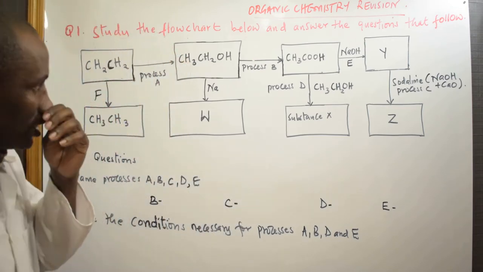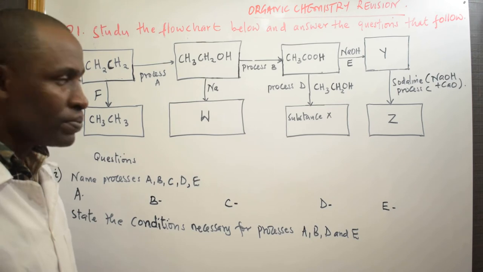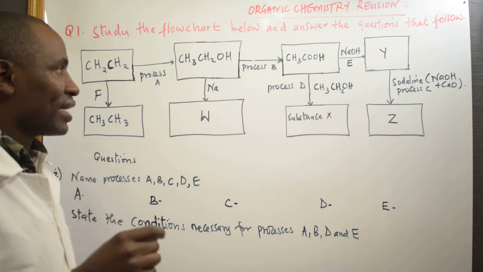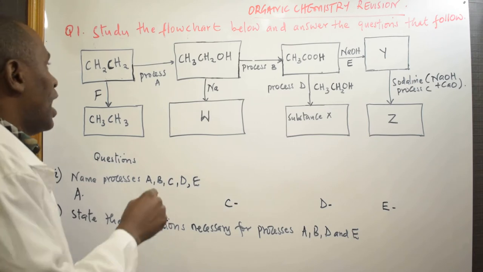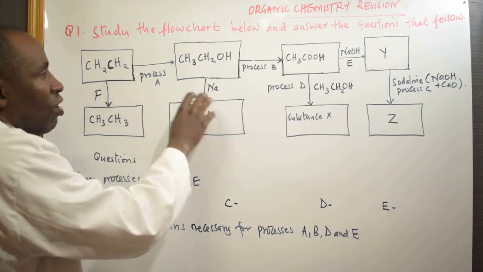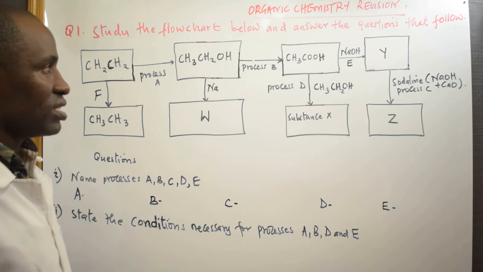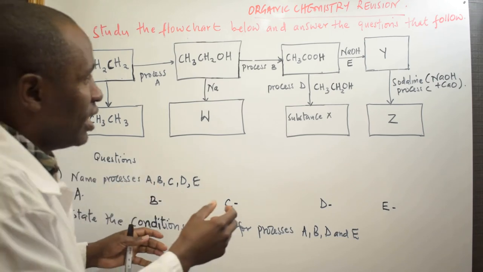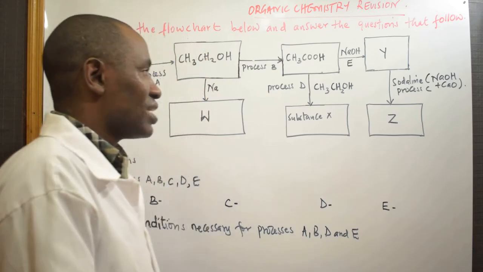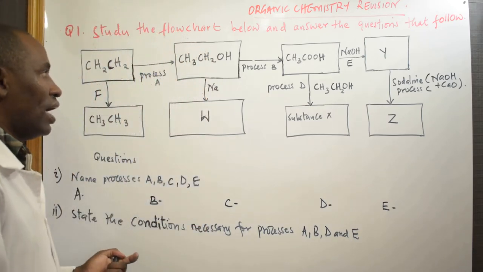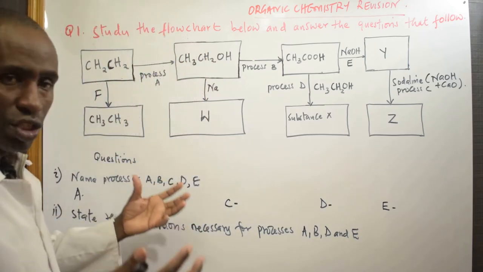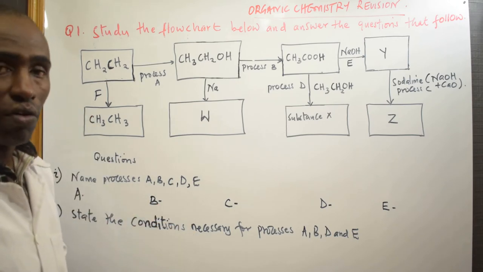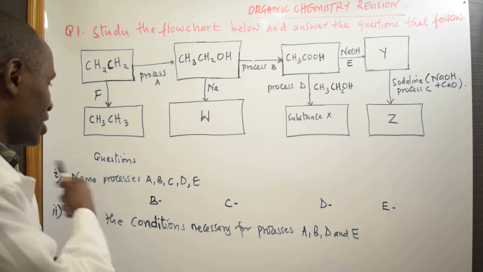Now, from the flowchart, one of the things that you need to be very careful about are the chemical properties for each of the homologous series that we do have. You can see that much of it is about the chemical properties, the conditions that you require for which processes to take place, and maybe the processes involved, and so on and so forth. Now let's get to the questions.